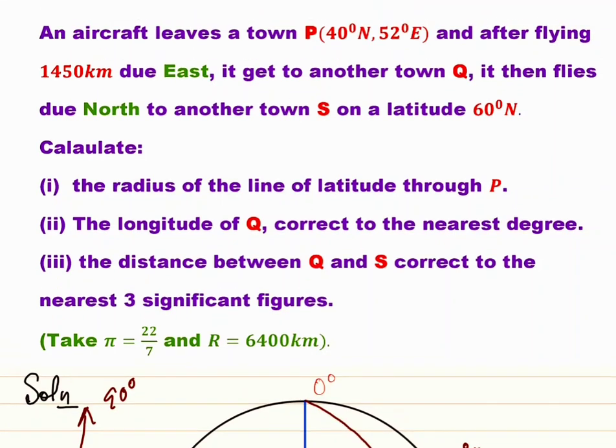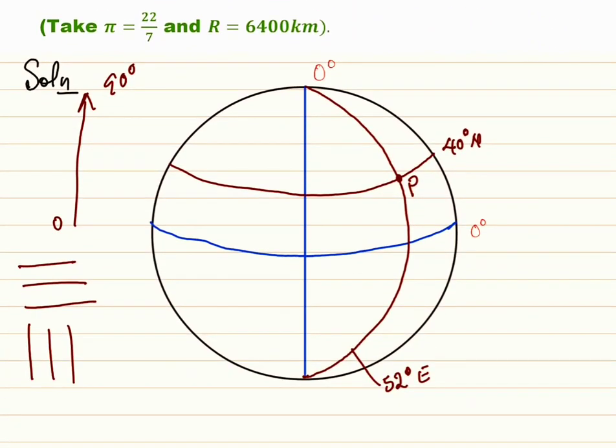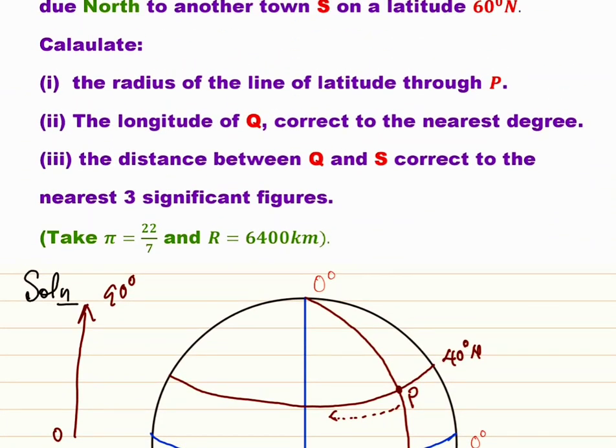And we were told that after flying for 1450 kilometers due east, this is what happens. Now from P, it moves due east, but we don't know whether it crossed to this side, that is the west, or actually stayed at the east. But we're about to find out. So let's move ahead to see how we get that. Before we can find that out, we have to answer the first question, which is the radius of the line of latitude through P.